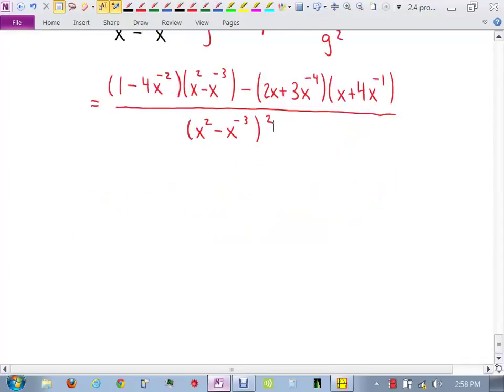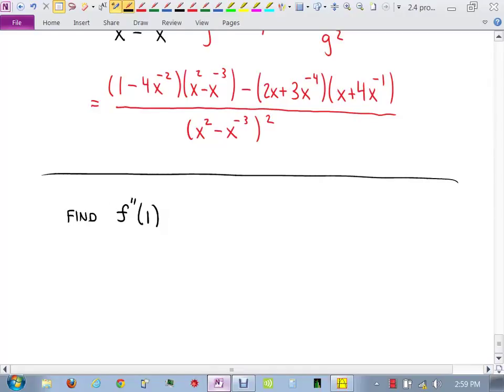Okay, let's do another one. There's an example here. Find f double prime of 1 if f of x equals x over 1 plus x squared. All right, so what are we being asked for?